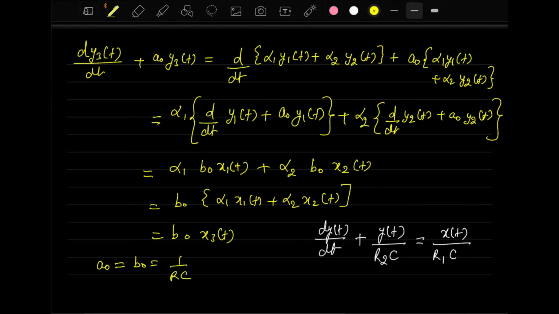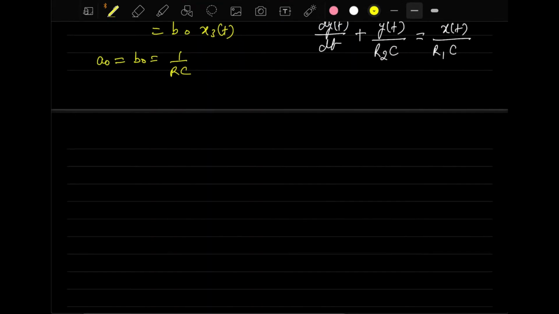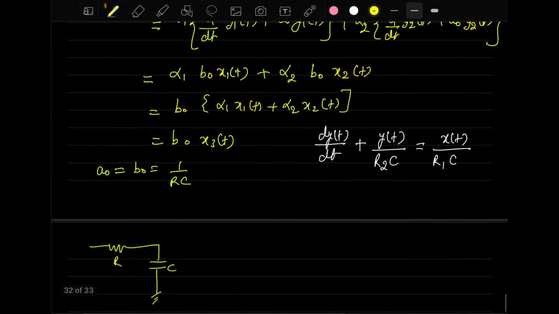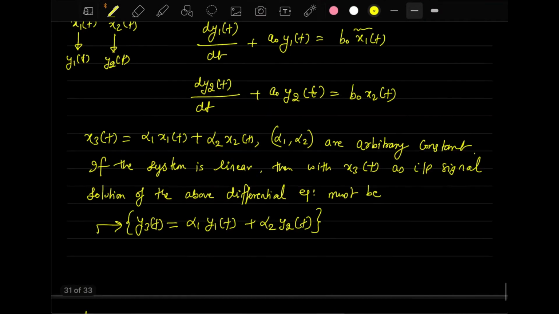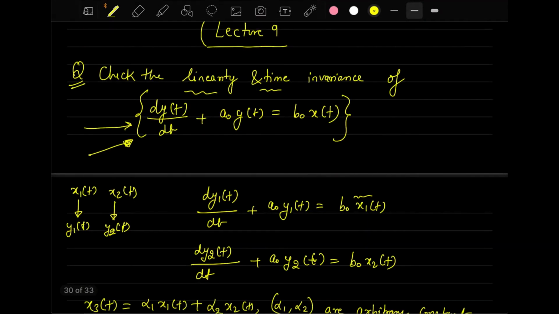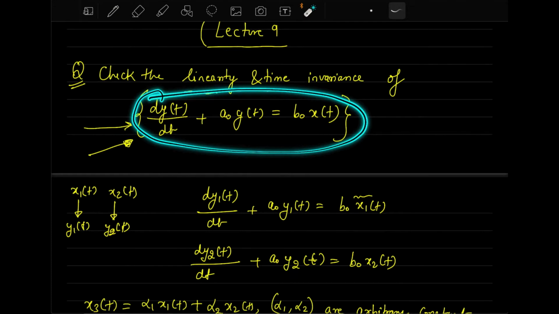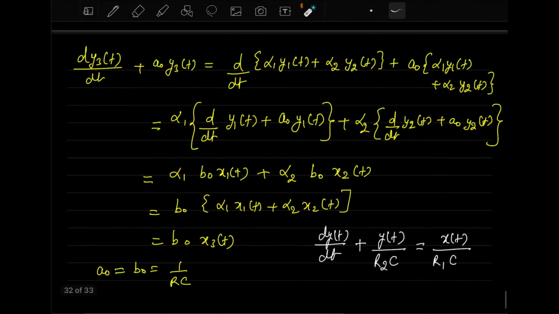So you might be wondering why I am correlating it with the circuit that we were discussing earlier, that is this one. The important thing is that the common differential equation that we are discussing here exactly matches with the RC circuit that we have over here.